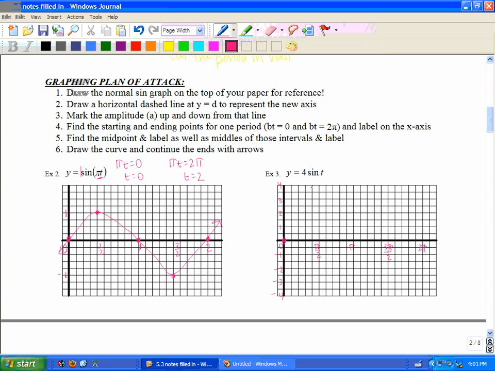We start at 0, 0. Pi over 2 is up at 4. And then pi is down on the axis. 3 pi over 2 is down at -4, and 2 pi is back on the axis. And so again, this is one period of the sine graph.